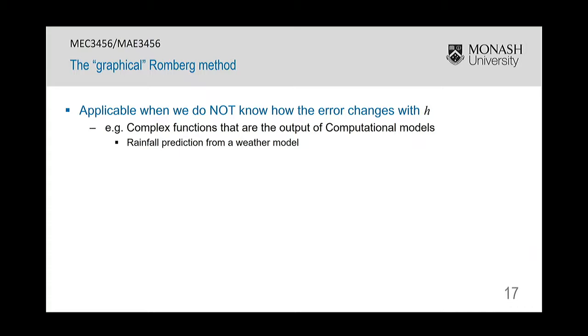Okay, so this method is applicable when we don't know how the error changes with the step size. For example, if we have complex functions that are the output of computational models, we have no idea what the truncation error might be. For example, rainfall prediction from a weather model.